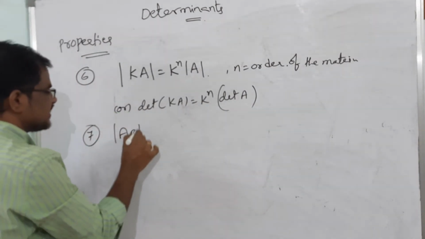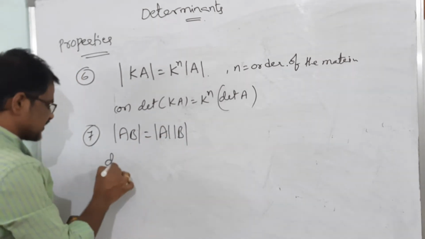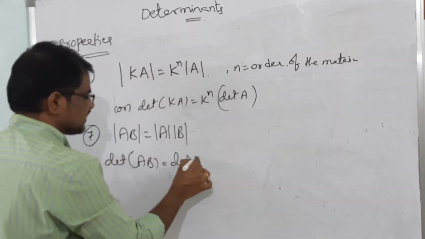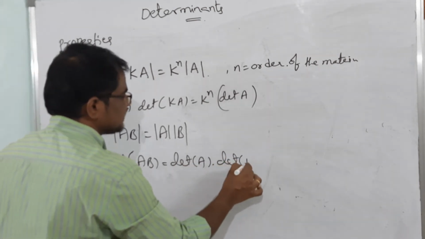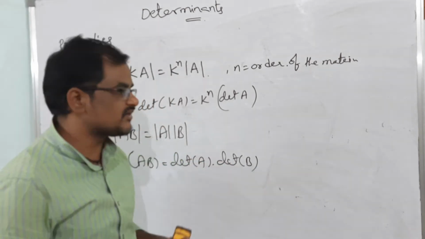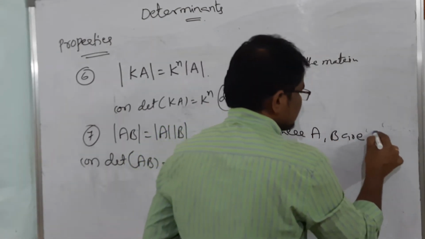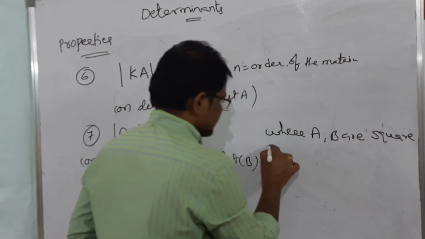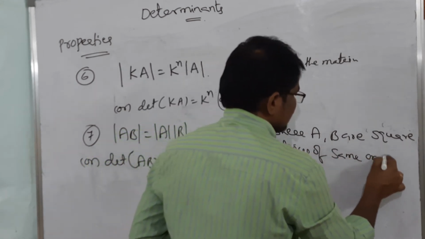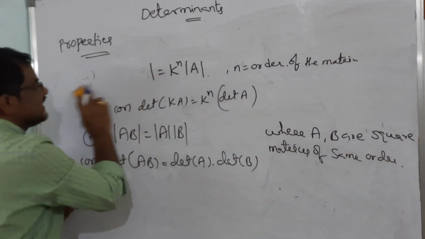Next property, that is the determinant of AB equals the determinant of A into the determinant of B, where A, B are square matrices of the same order. Right?